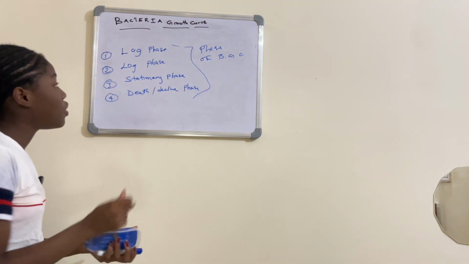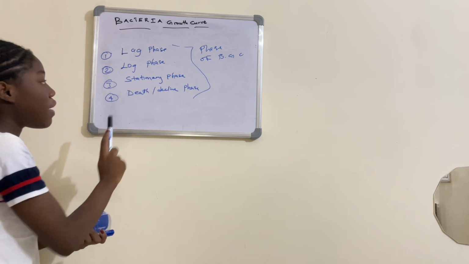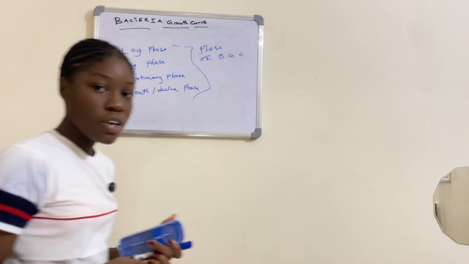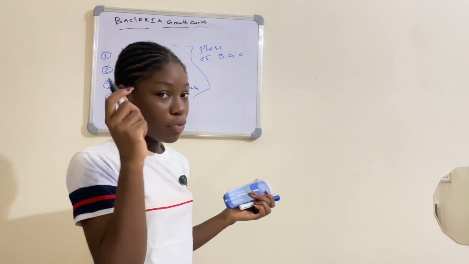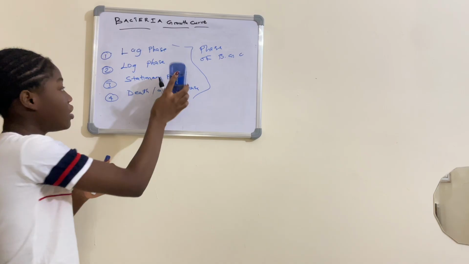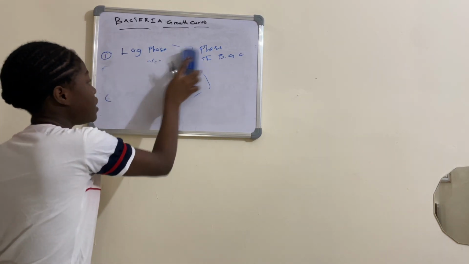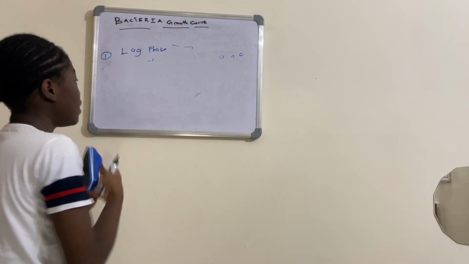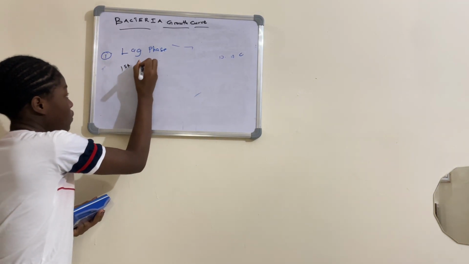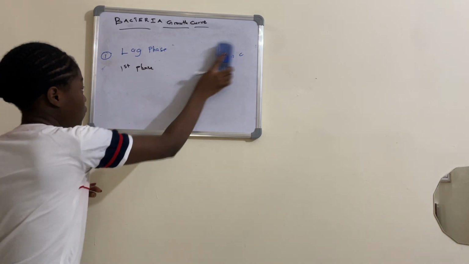Firstly, we have the lag phase, the log phase, the stationary phase, and the death or decline phase. These are the phases of the bacterial growth curve. So let's talk about the first one, the lag phase. The lag phase is the first phase of the curve.